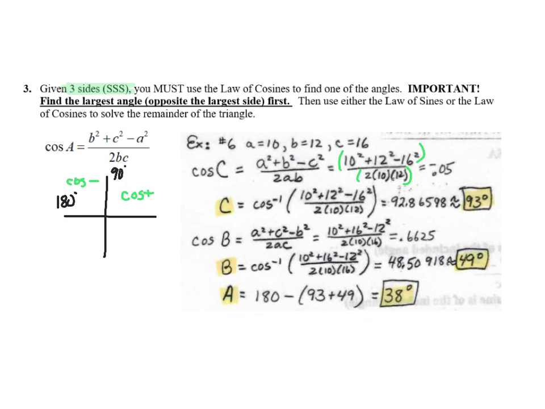Now, what if you had gotten one of the acute angles first? Suppose you just decided, well, the formula is an A, so I'm going to find A first. And A turned out to be 38 degrees. Then, if you were going to use law of sines and you were finding angle C, when you do your inverse sine for the angle, you would end up with an acute angle, not the 93 degrees. So that gets very confusing if you're going to use law of sines. So if you're going to use the law of sines, make sure you find the largest angle first. That'll be the obtuse angle if there is one, and then you don't have to worry about it.